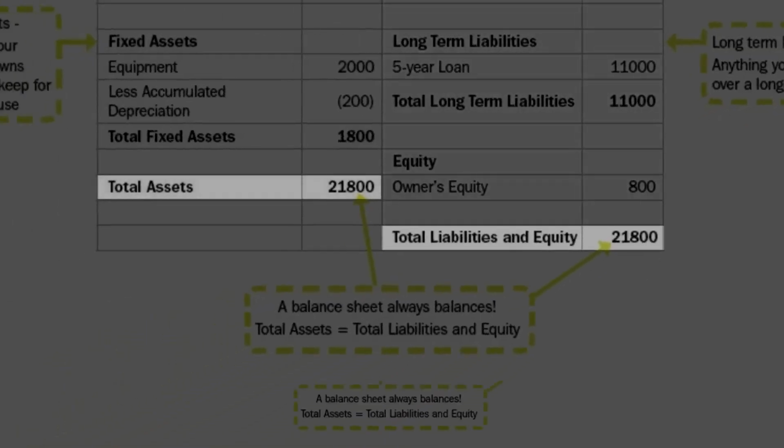As you can see, the two sides of the balance sheet balance. Total assets equal total liabilities and equity. These figures are used to assess the business performance and are a quick way for someone to see how healthy your business is. Now, next time you see a balance sheet, you'll be able to understand what you are looking at more easily.